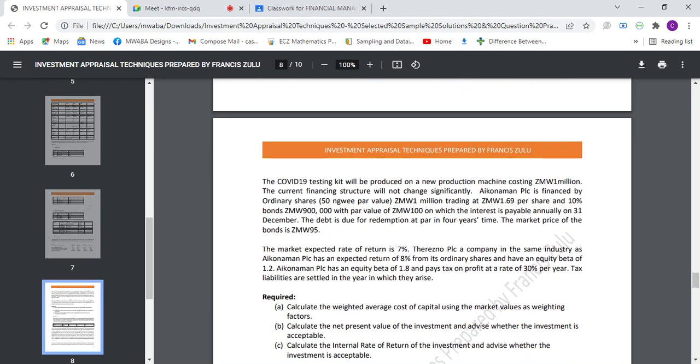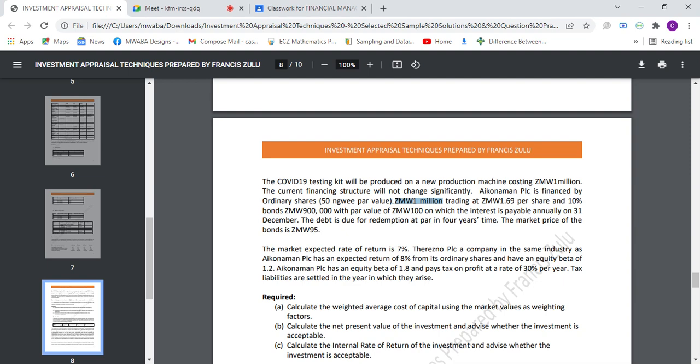The COVID-19 testing kit will be produced on a new production machine costing 1 million. The current financing structure will not change significantly. Iconaman PLC is financed by ordinary shares, 15 ngwe par value, 1 million kwacha, trading at 1 kwacha 69 ngwe per share.